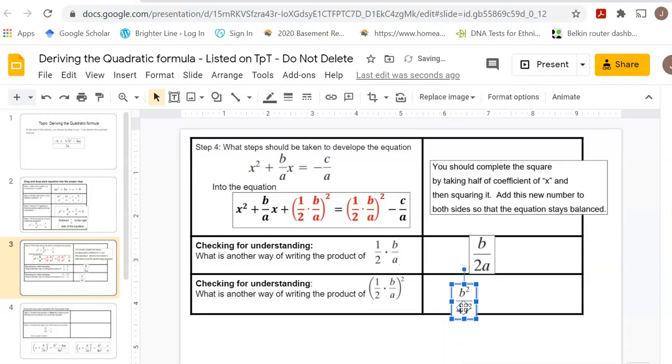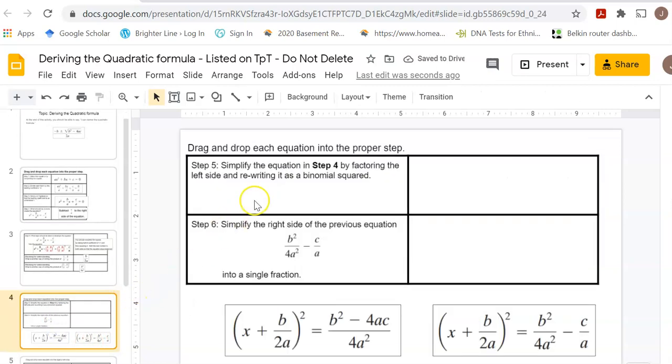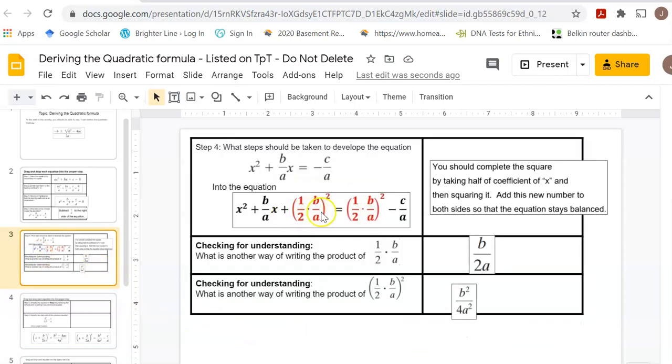So anyway, that's b squared over 2a. That's an important little checkpoint for them. And then from there, they would take this step. It says simplify the equation in step 4 by factoring the left side. So hopefully they know that. All right, then here's step 4.